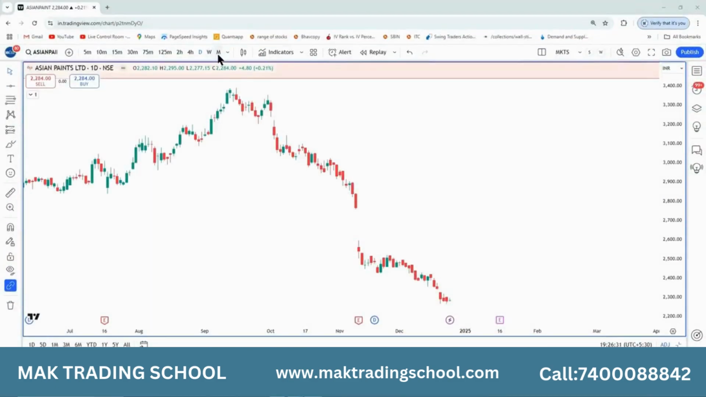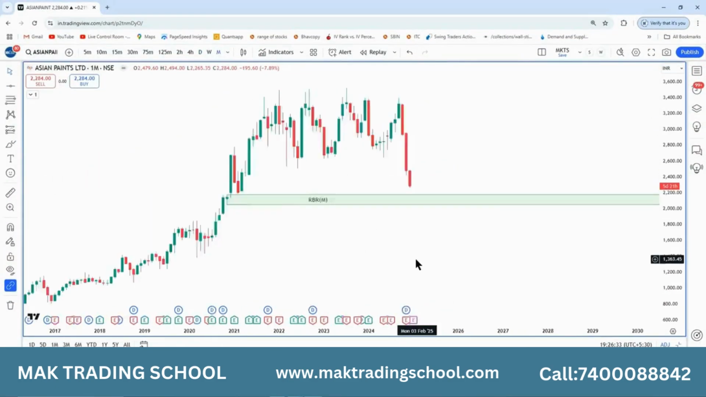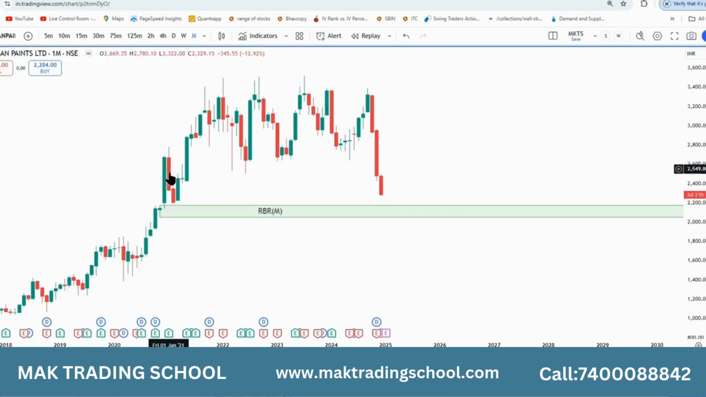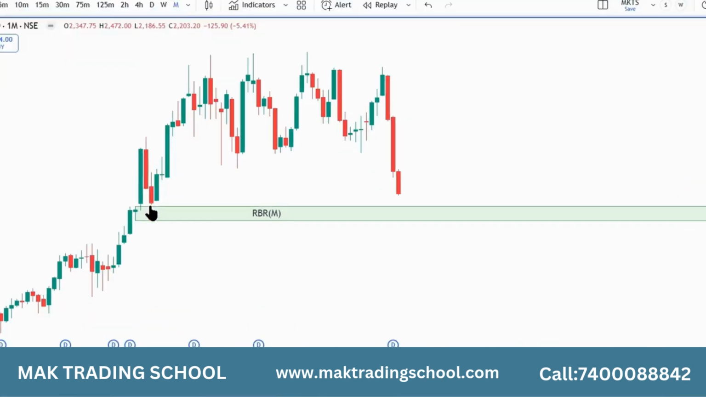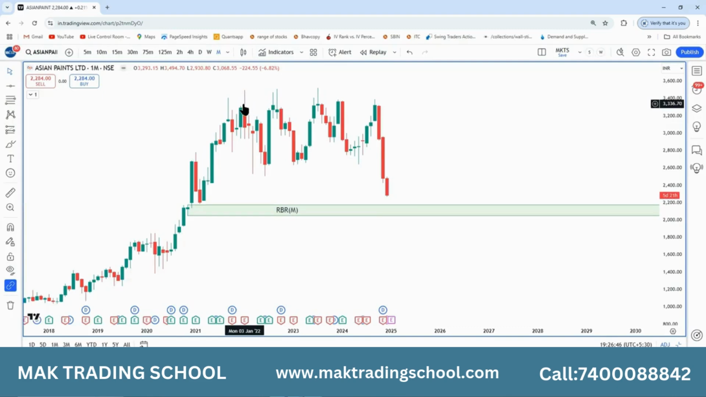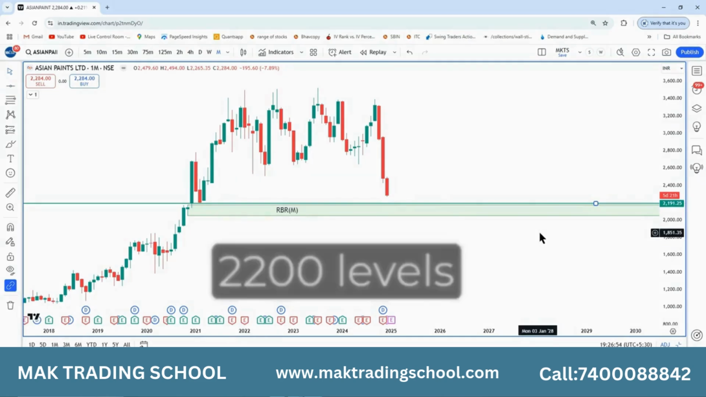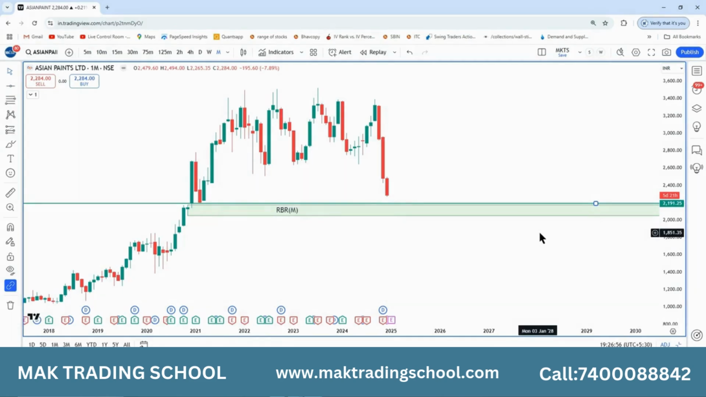So let me switch to the monthly time frame. If you see on the monthly time frame, there is a strong rally base, rally demand zone, and price had come close to that demand and had a very strong reaction from. So this level isn't tested, it's a fresh demand zone. So it is around, I think, 2200 levels, around 2200, which is also a round number for the stock. This is a good rally base, rally demand zone.